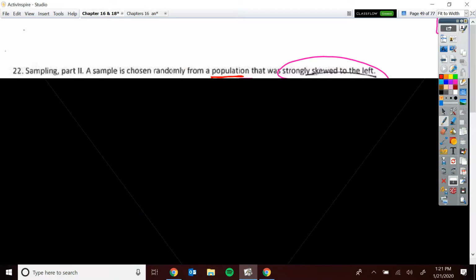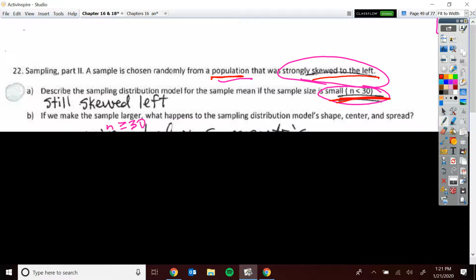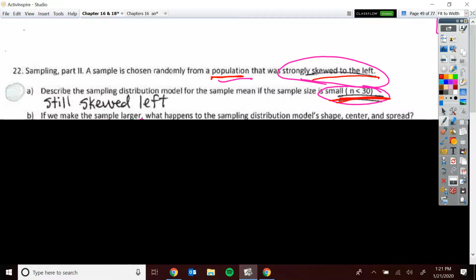So here we go. Let's do these questions. What happens if the sample size is small? Then, in this case, we were talking skewed to the left. It is still skewed to the left, even though the picture I showed you a moment ago was to the right. This one is talking about skewed left. I just didn't have that picture.